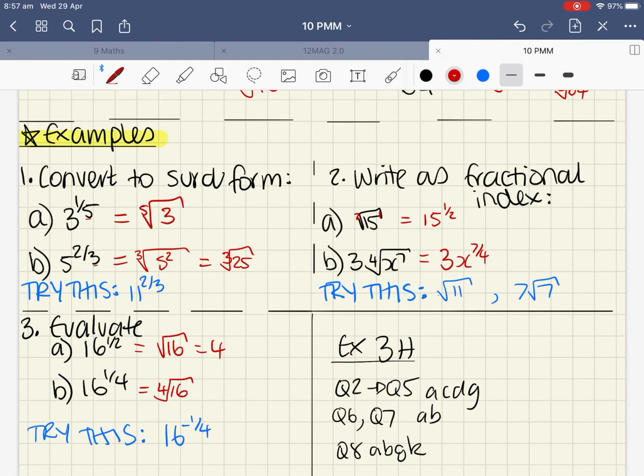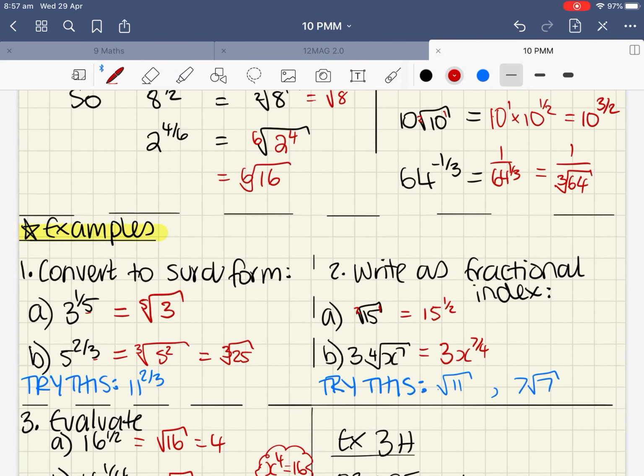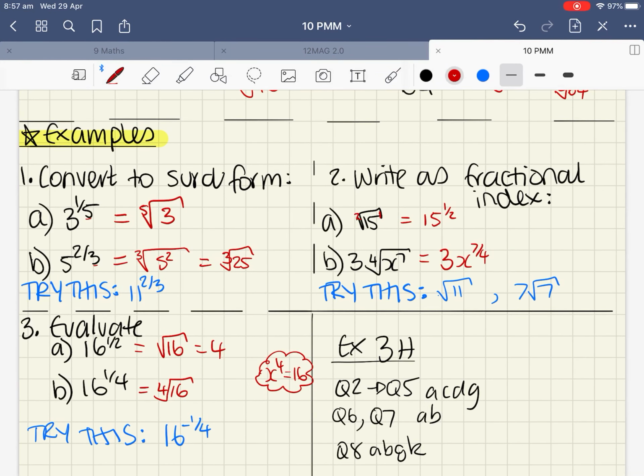With B though, it's a little bit more tricky. That means we're looking for the 4th root of 16. In other words, we're asking for something, let me use a different colour, something to the power of 4 equals 16. Now hopefully you know what that is, guys, and we had it up here in the example before, okay? The answer is 2. That means that 2 to the power of 4 is 16.